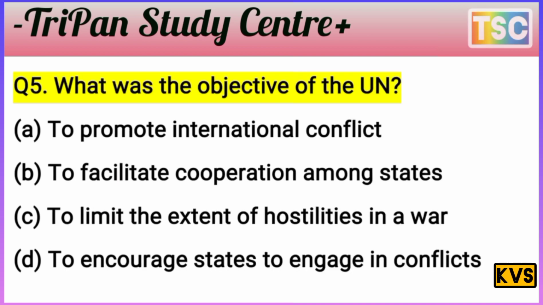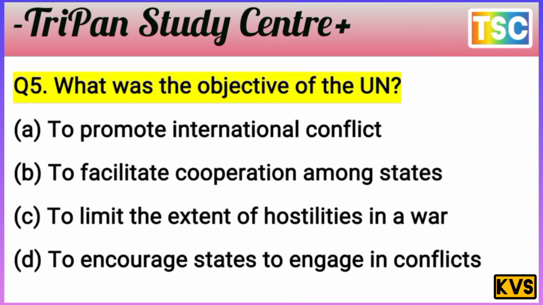The next question arrives here. The question is important here. What was the objective of the UNA? The question is clear here. The options: A, to promote international conflict. B, to facilitate cooperation among states. C, to limit the extension of hostility in a war. And D, to encourage states to be engaged in a conflict. That's an important question here. But first of all, check your IQ level. I give a few seconds for you.